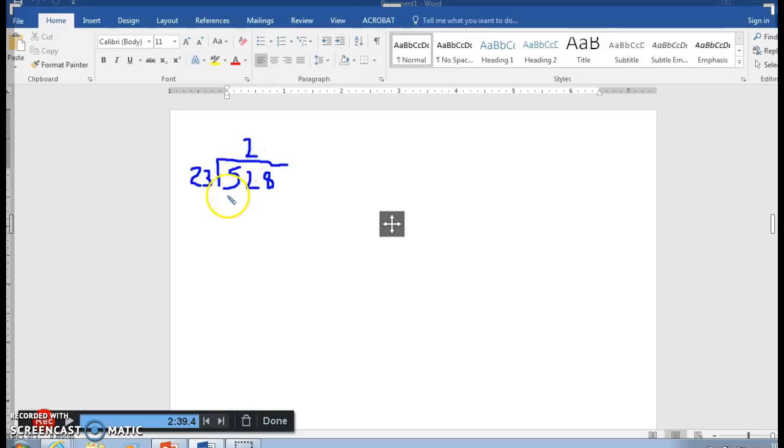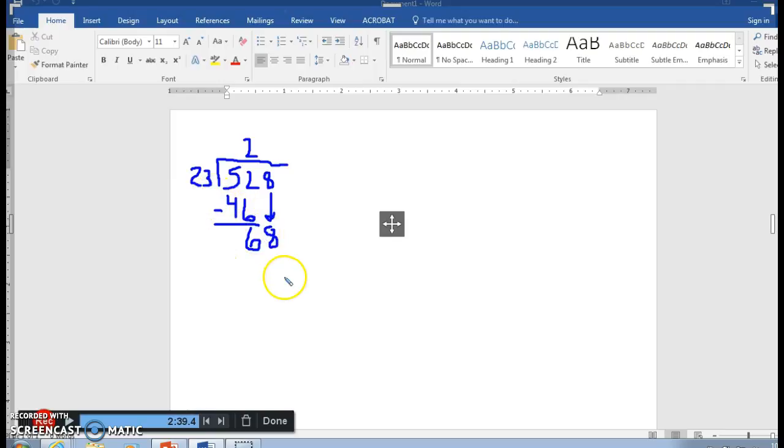And 2 times 23 is 46. And then when we subtract, we're going to get 6. And we will check. So, is 6 less than 23? Yes, it is. So we can continue. We're going to bring down the next number, which is the 8. And then we repeat. If we bring something down, we'll repeat it.